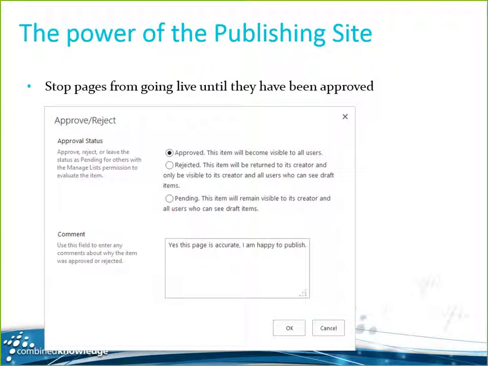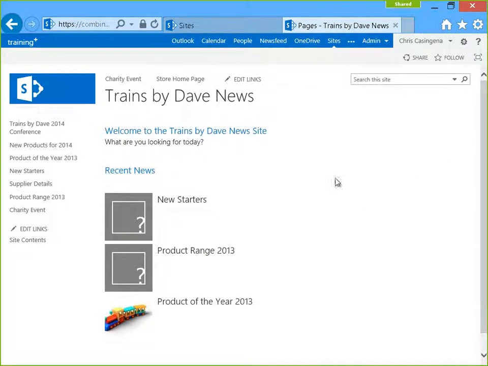Also, keeping a watchful eye over the content in your publishing pages is very important as well. It's very easy to make mistakes or for published content to become outdated. So with publishing sites, approval can be set in place to allow a stakeholder to review pages before they go live. In my SharePoint environment, I'm going into my colleague's SharePoint news site.